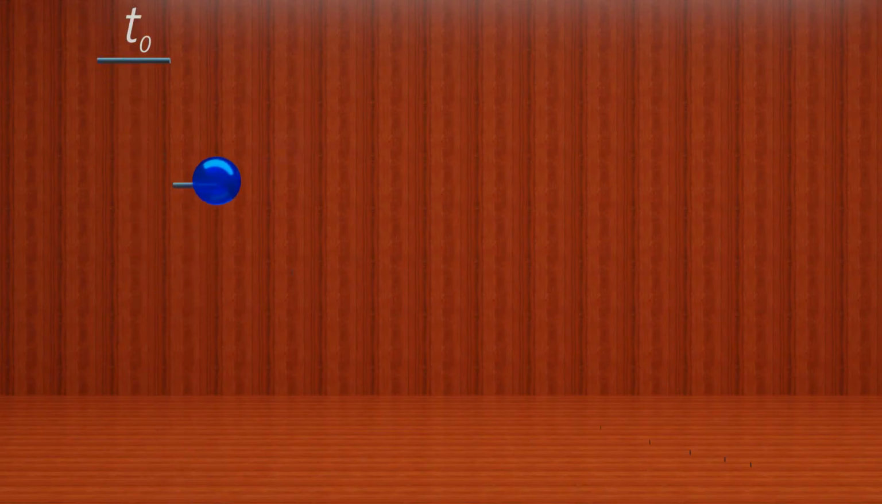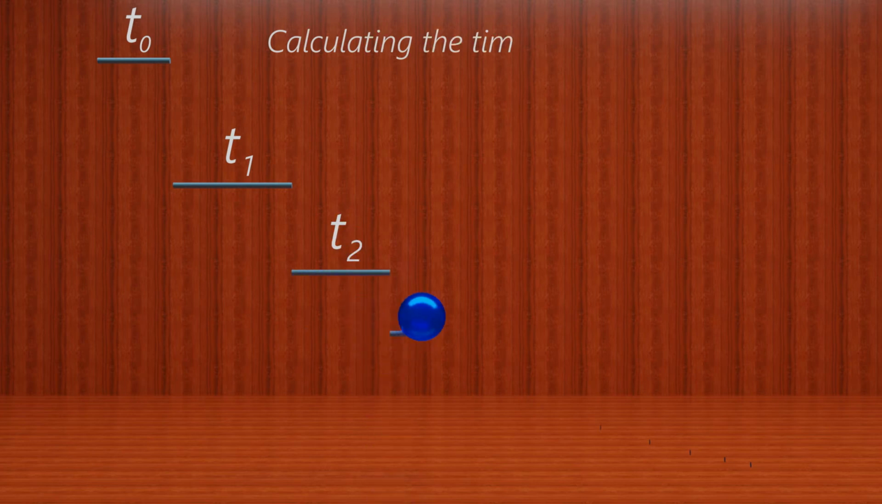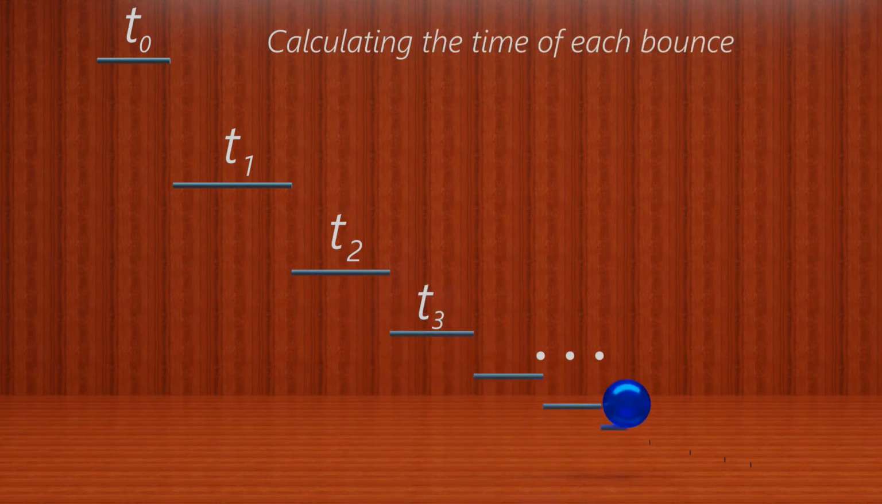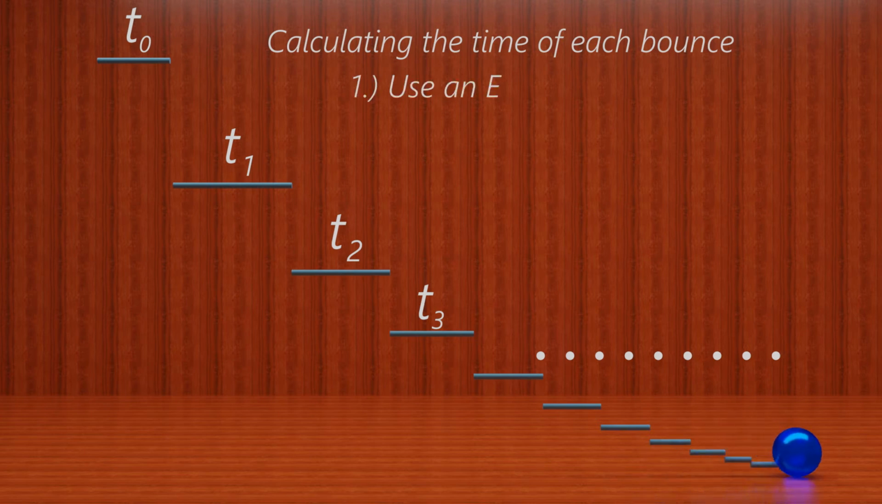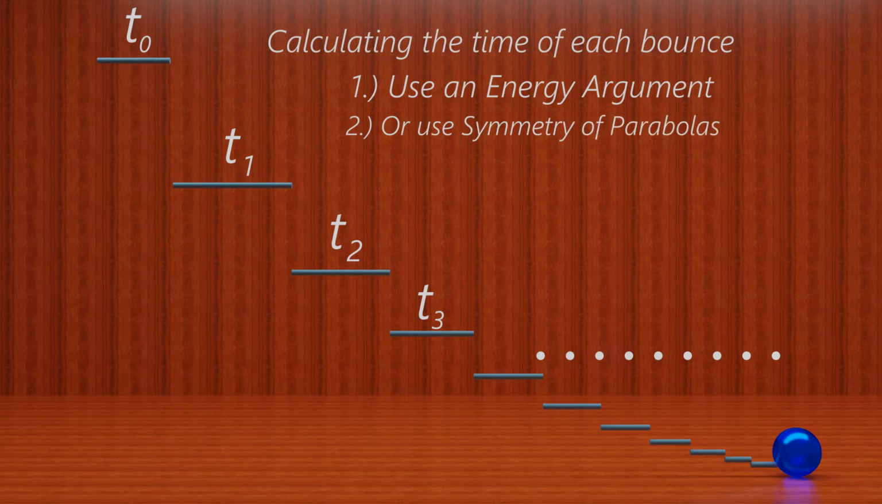What we are going to do now is calculate the time it takes the ball to complete its ith bounce. There are 2 ways we can do this: 1, we could use an energy argument, or 2, we can use a symmetry of parabolas argument. I'm going to use an energy argument. We know the total energy of each bounce is kinetic energy plus potential energy. By my previous video about how far the ball travels while it is bouncing, we know the max height of each bounce is h i. That means the max potential energy of each bounce is m times a times h i.